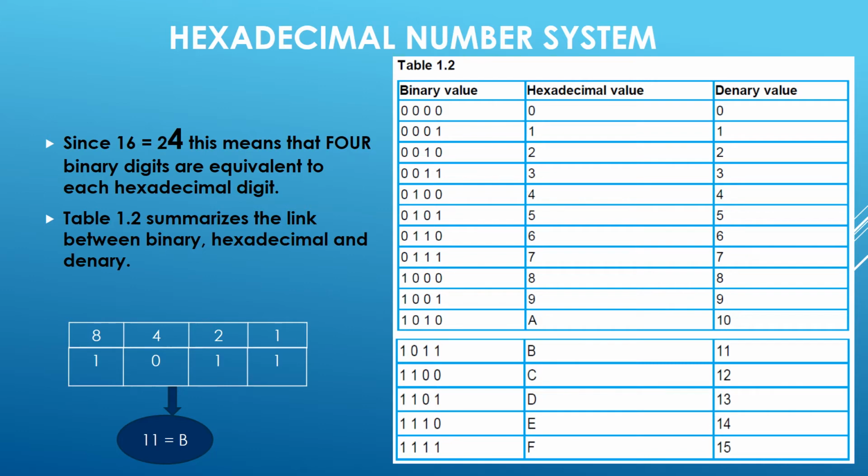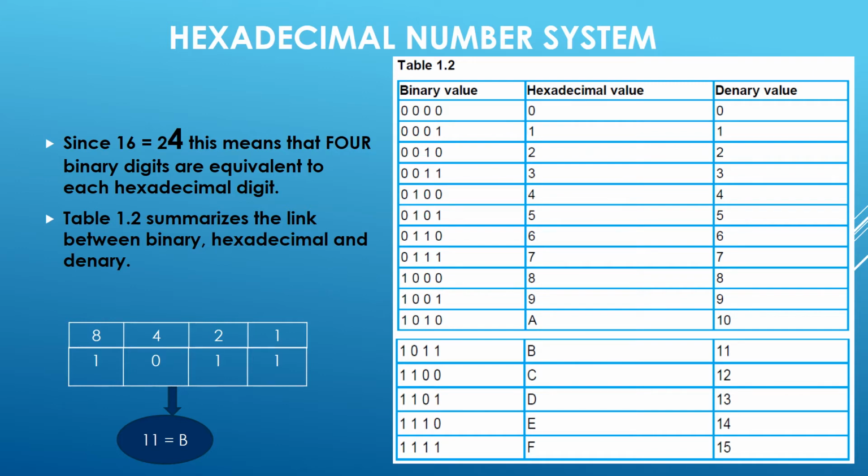Before starting the conversion from hexadecimal to binary and denary, we need to understand the relationship between hexadecimal, binary and denary. So a table is given here. This table is given in your book. Since 16 is equal to 2 raised to power 4, this means that 4 binary digits are equivalent to each hexadecimal digit. So table 1.2 summarizes the link between binary, hexadecimal, and denary.